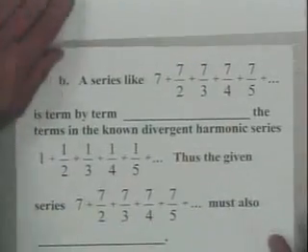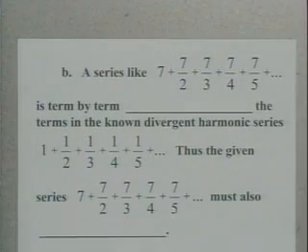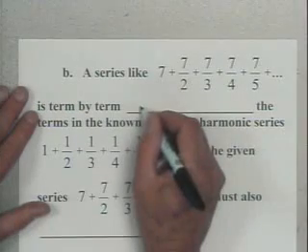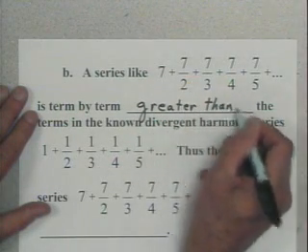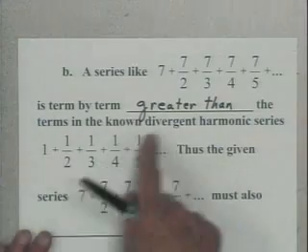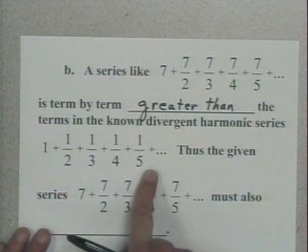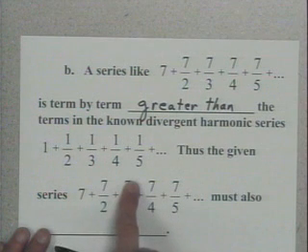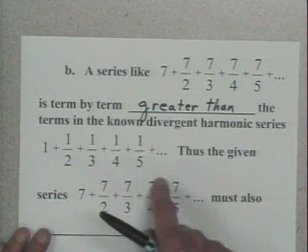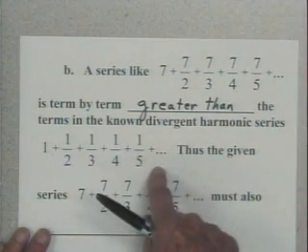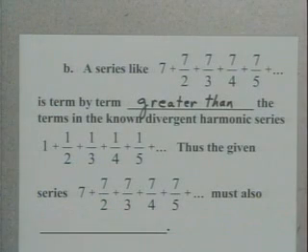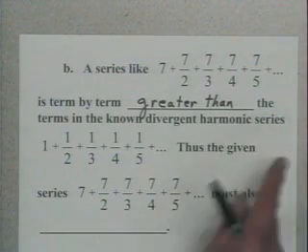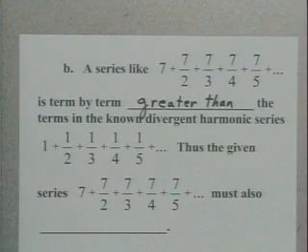Okay, it works the other way too. Another example, a series like 7 plus 7 halves plus 7 thirds plus 7 fourths and so on is term by term greater than the terms in the known divergent harmonic series. Yeah, this is a P series where P is 1. This is 1 over n to the P, where P is 1 over n to the first, right? 1 plus 1 half plus 1 third. And if P is less than or equal to 1, it diverges. But we gave this one a special name. We called it the harmonic series.